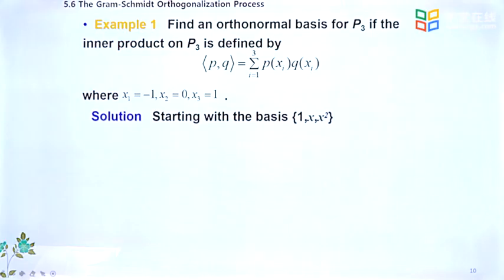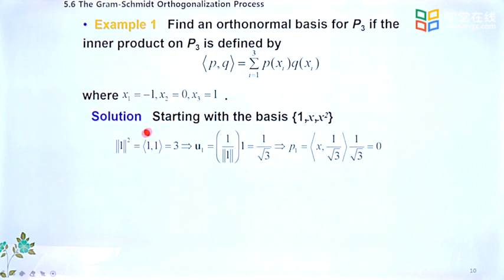Then how to consider this? We first start with a basis. This is a basis very easy to obtain, right? 1, x, x squared, a basis for P3. But this basis is not an orthonormal basis for P3 based on this definition of inner product.